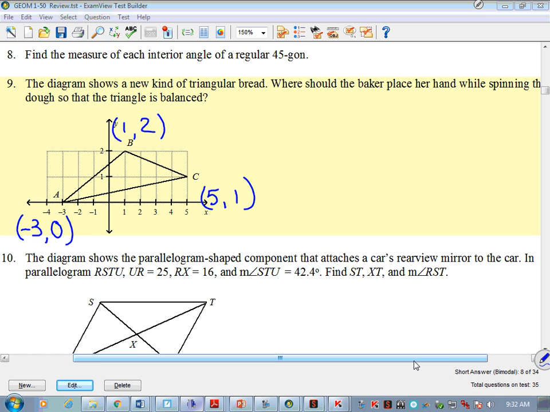A to B, using our x's, we'd have -3 plus 1 divided by 2, and we would get 0 plus 2 divided by 2. Okay, what's -3 plus 1? -2, -2 divided by 2, -1. Yes.